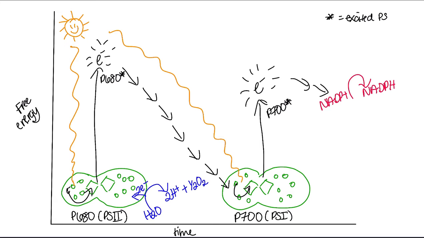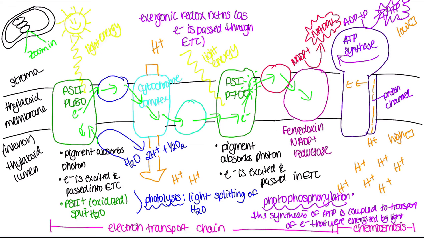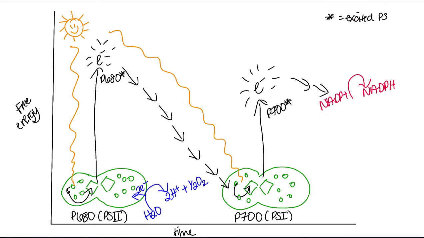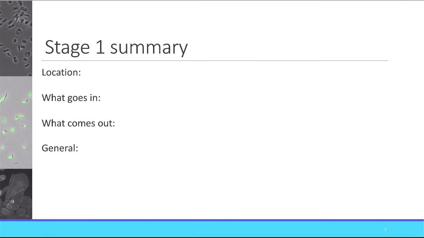So this diagram really only focuses on this part of the process, so just the electron transport chain part of stage 1. It's a little bit cleaner to look at it this way than the previous picture because we have a lot of things going on in our drawing. But they're both saying very similar things. So believe it or not, that wraps up stage 1.